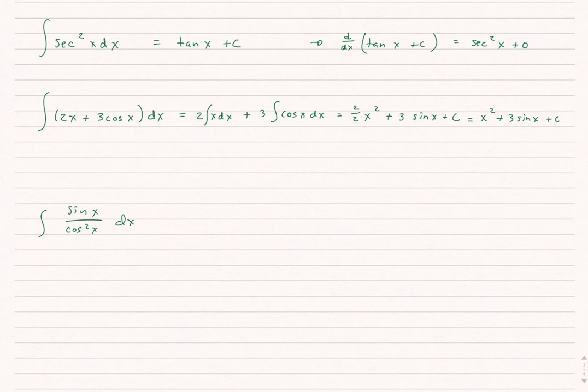Let's take sine x over cosine squared x. I don't recognize that as a known derivative, but what I can do is rewrite this. If I rewrite this as such, and then recognize that this is secant x tangent x, and that is simply the derivative of secant x.